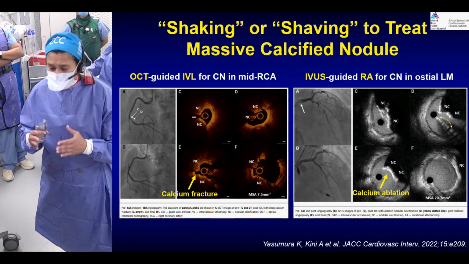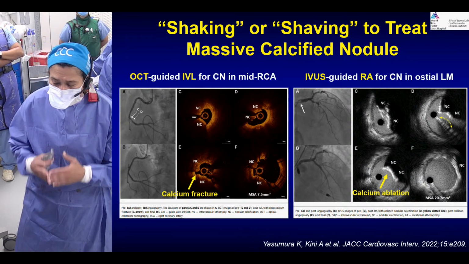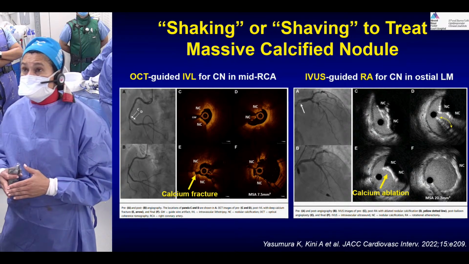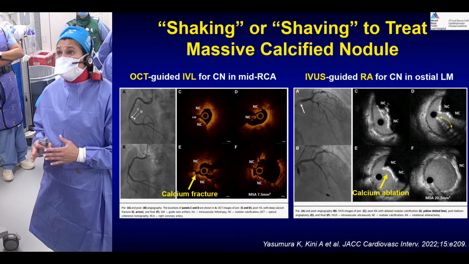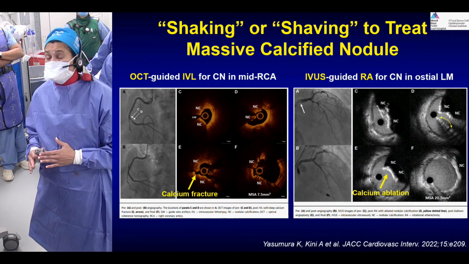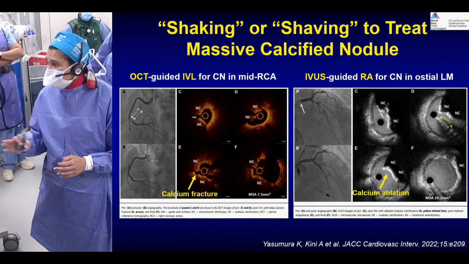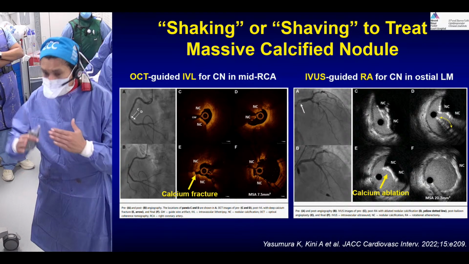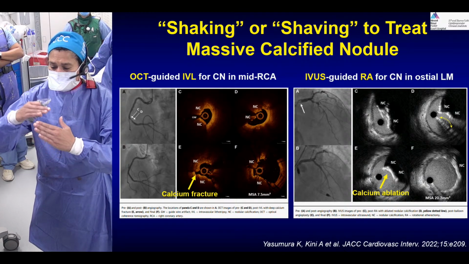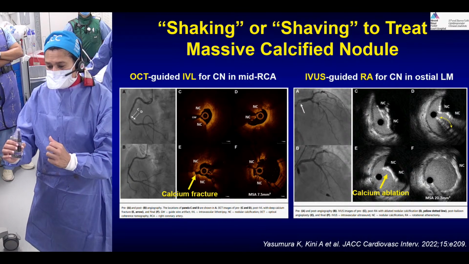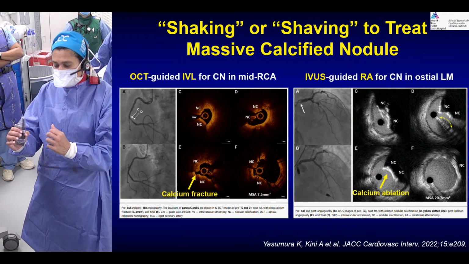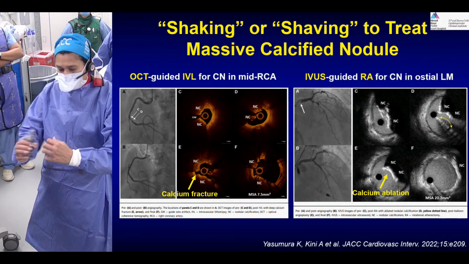So the question always comes, what is the treatment if you see a nodule? Like we have shown, is it shaking or shaving? We said that if you do shaving with rotational atherectomy, we showed it, the nodule is sticking out like that and rota will go shave it. Or when you do IVL, you have the calcium plate and the nodule there, you are shaking it around.